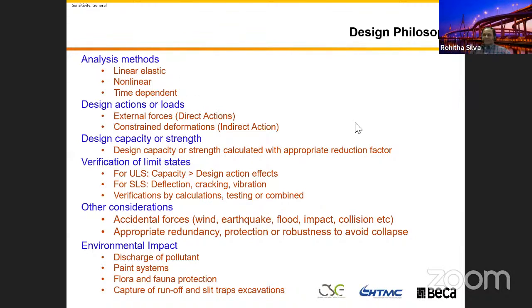And the design actions you need to take into account, of course, are the external forces like traffic load, wind load, and those things. That is the direct action, versus the indirect action. The indirect action is like when you get deformation. A good example is creep, shrinkage, construction, post-tension, and pre-stress. When you have all these elements that create deformation in your bridge, you need to consider them when you are analyzing and designing it.